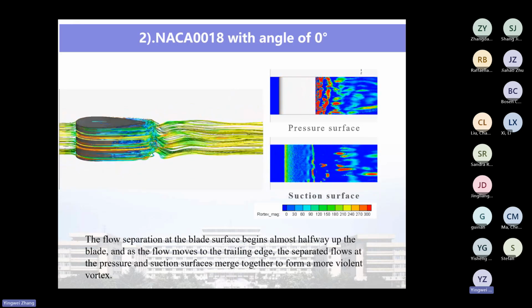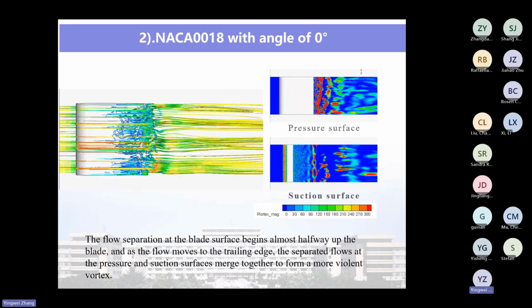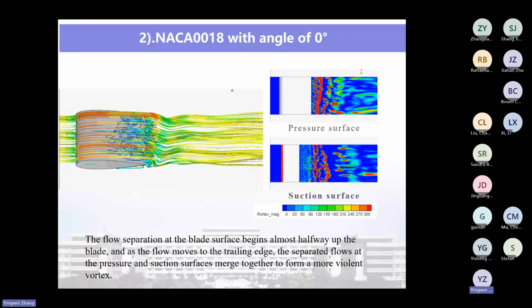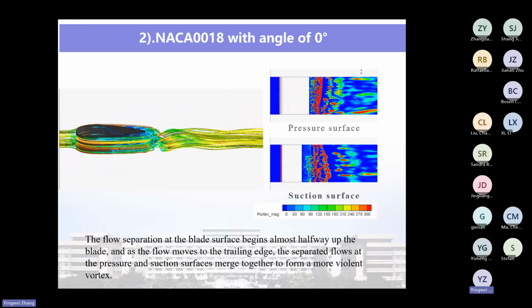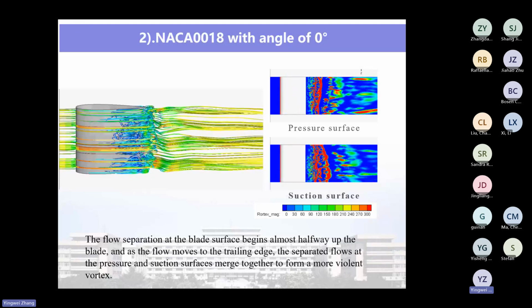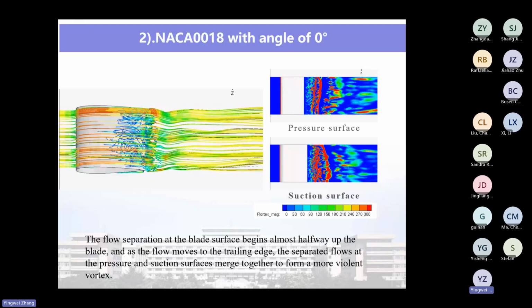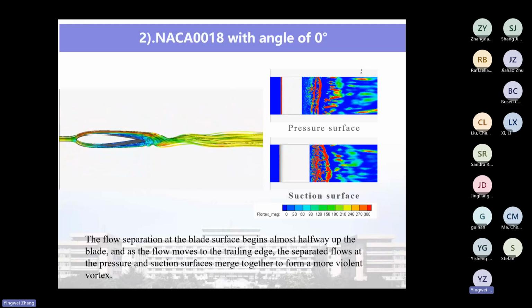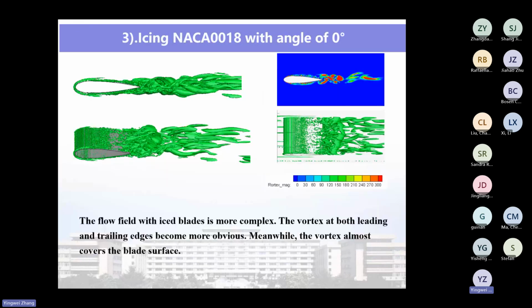The figure on the left shows the streamline around the blade. As can be seen from the figure, the flow separation at the blade surface began almost halfway up the blade. And as the flow moves to the trailing edge, the separated flow at the pressure and the suction surface merge together to form a more violent vortex. The slight vortex at the leading edge of the blade and the violent vortex near the trailing edge can be seen in the cross section of the pressure and the suction surface.